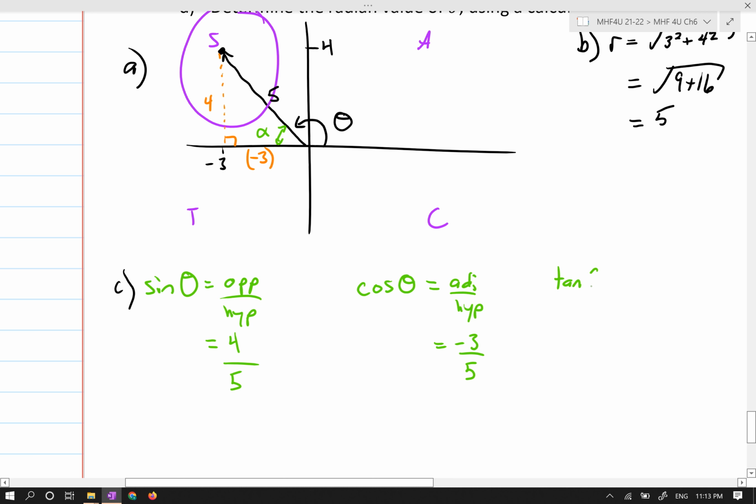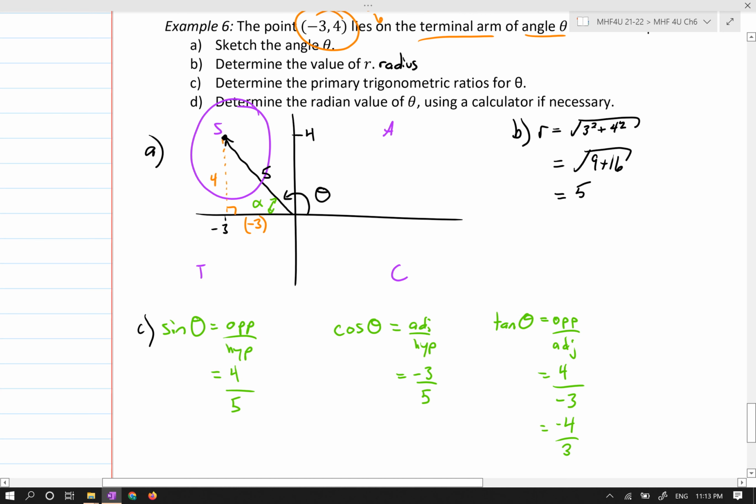All right, so for our tangent ratio, we have our opposite side over our adjacent side. The opposite side from angle alpha is 4. My adjacent side to angle alpha is -3. Because I'm in grade 12, I should put negatives in the numerator. I'm working here with -4/3.